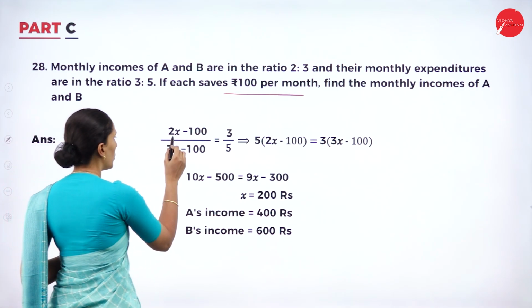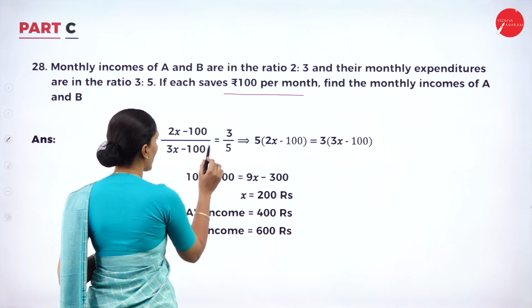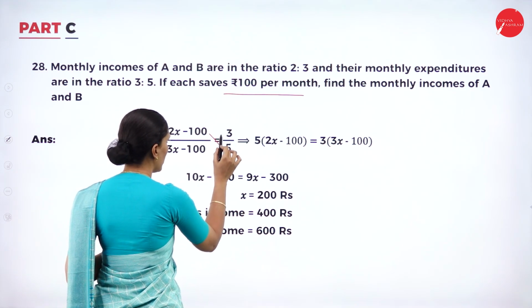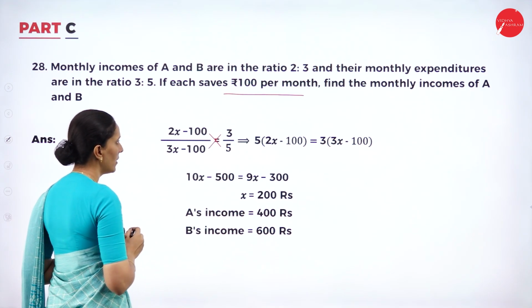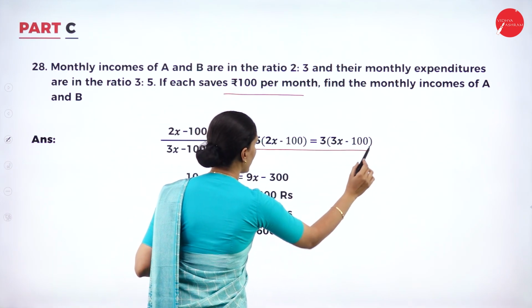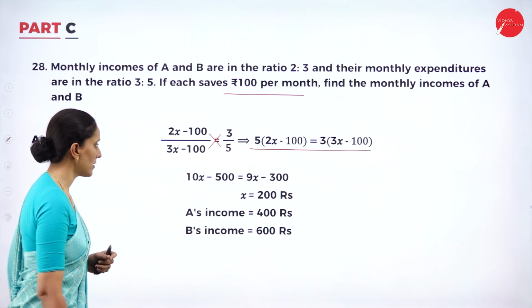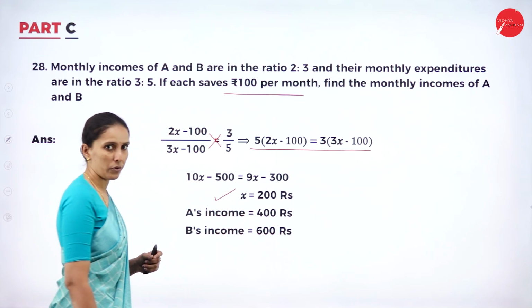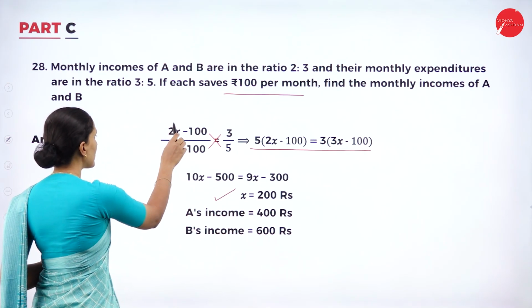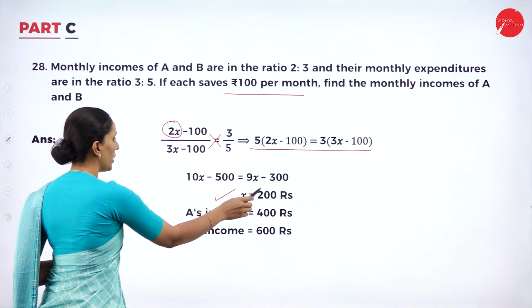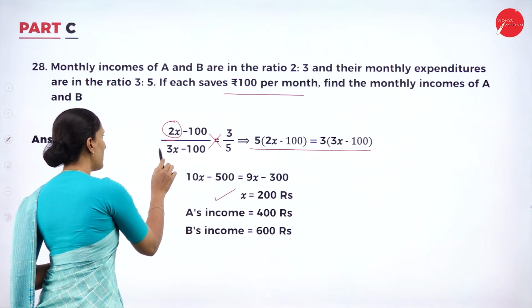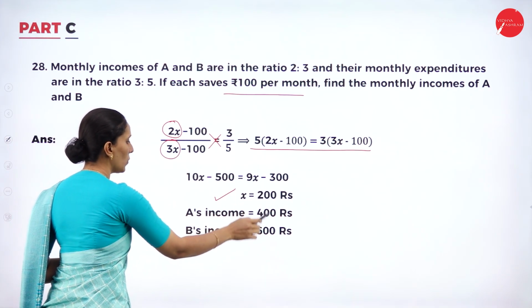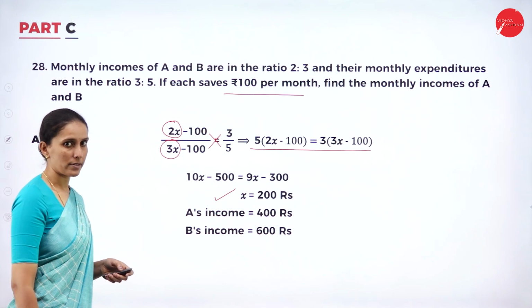So, therefore, (2x minus 100) by (3x minus 100) is equal to 3 by 5. Now, let us cross multiply this. So, that is 5 into (2x minus 100), 3 into (3x minus 100). So, when you solve this equation, you will get x as 200 rupees. We have taken A's income as 2x. So, 2 into 200, 400 and B as 3x. So, 3 into 200, 600 rupees.